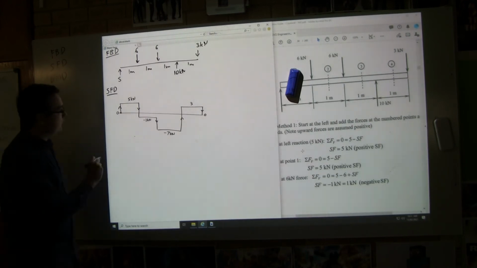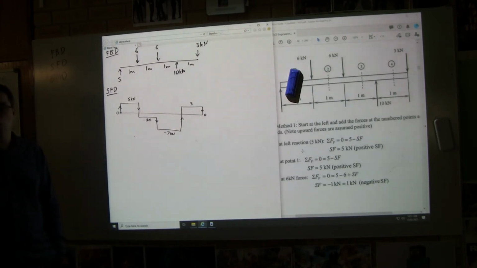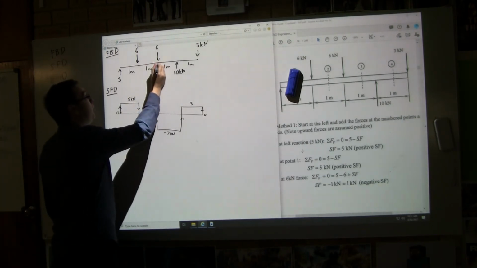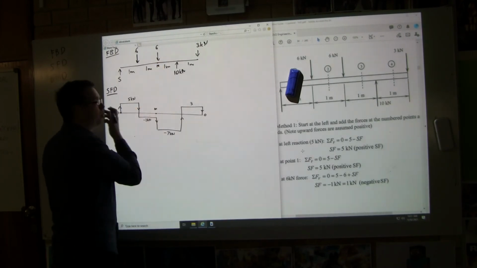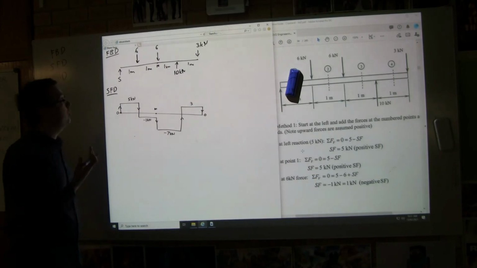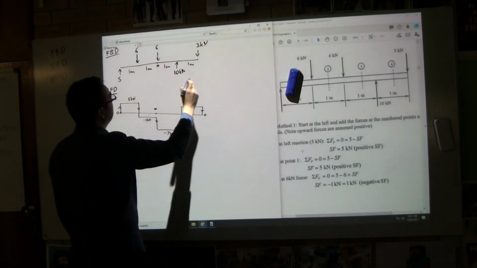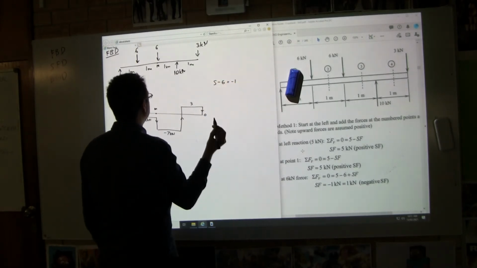Now, we can draw a bending diagram from that, but before we do that quickly, I just want to point out, I'm just going to do one example of demonstrating that the left-hand side equals the right-hand side. If I look at midspan, point M, let's just prove that the forces on the left equal the forces on the right. Okay, so at point M, what do we have on the left-hand side? We have plus 5 minus 6 equals minus 1, yeah?